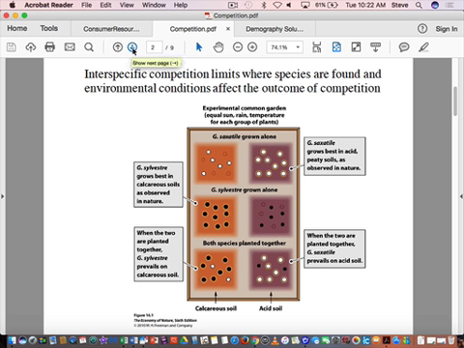People are studying how interspecific competition limits the presence or absence of species in any kind of environment. So the basic thing we're talking about is competition between species often limits where species are found. What we often find is there are certain environments where one species is a better competitor than the other, and alternative environments where the other species is a better competitor. And this is often what we see.